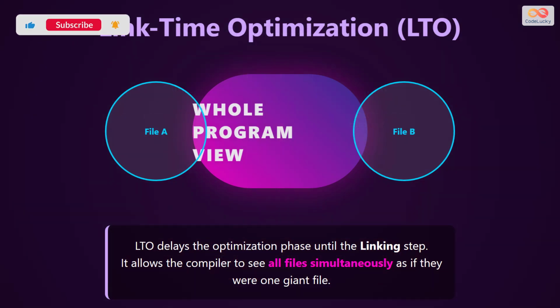Link time optimization solves this by fundamentally changing the workflow. Instead of stopping optimization after the compilation phase, LTO extends it into the linking phase. It gives the compiler a whole program view, allowing it to see every file simultaneously as if they were one giant piece of source code.